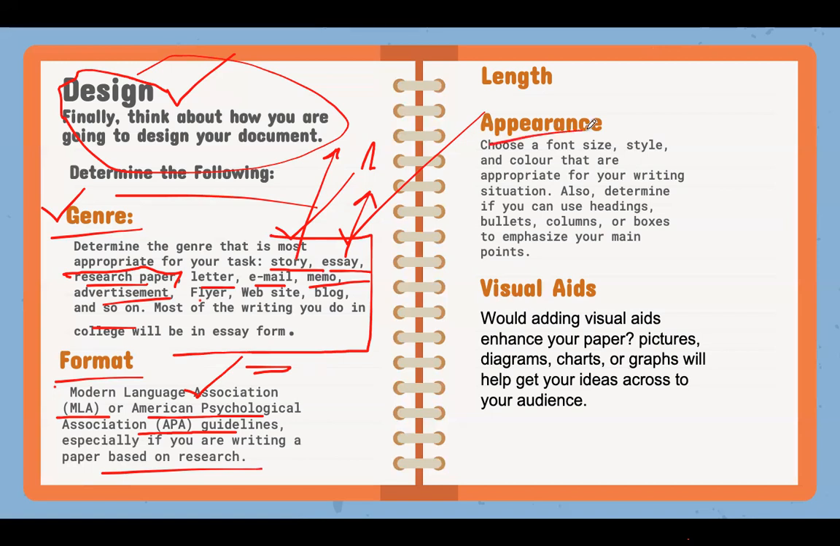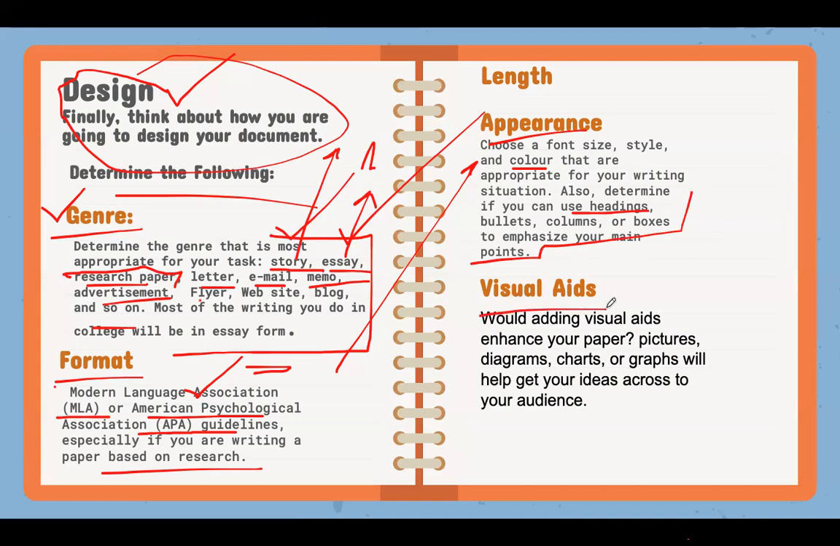Then appearance. I think that's a kind of same thing, format and appearance. That is font size, style, color. Actually, color is not included in format. So in these official formats, you can change the color of your text as well. You can determine if you use headings, bullets, columns, boxes to emphasize your main points. These are the designs, like the clothes you wear, designers' clothes.